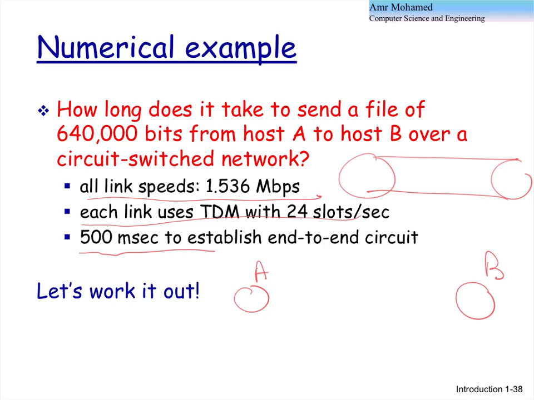First, I have to go through the circuit establishment. This is an overhead, and this is given. So the time equals, first, 500 times 10 to the power minus 3, which is 0.5 seconds. I have to do it. Plus, now I need to transfer a file of length 640K on a channel. What is the effective bit rate of the channel that I'm using? At least you need to answer this.